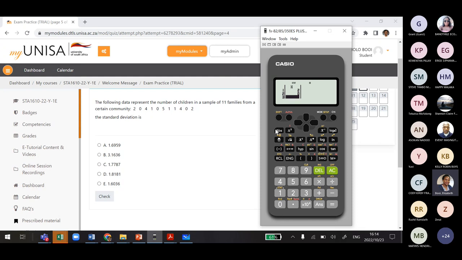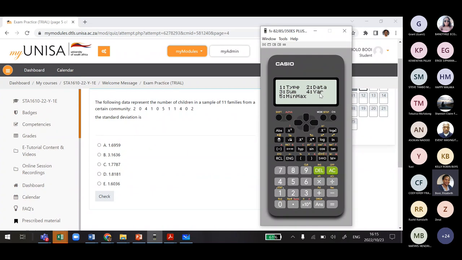0 is also a data point, right? Don't forget about that. 1, 0 equal, 5 equal, 1 equal, 1 equal, 4 equal, 0 equal, and 2 equal. There should be 11 data points captured. Once you have captured all your information, you can use your arrow to check if your data is captured correctly. And once you confirm, you just press the AC button. And you press shift and you press 1 for stat, because we're reaching for that orange button.